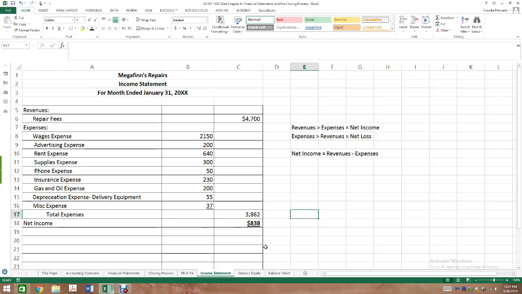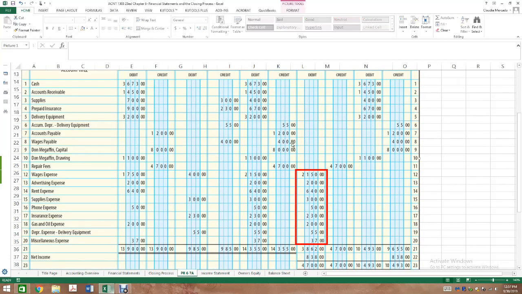Now it's very important that we calculate our net income correctly, because this information is going to be needed to prepare our statement of owner's equity. If you calculate this incorrectly, then your statement of owner's equity will also be incorrect. So it's very important that you do your math correctly and bring in all of the accounts. When you're done with your income statement, you should have used all of the information in your income statement columns. You should have used your revenue account and your expense account.